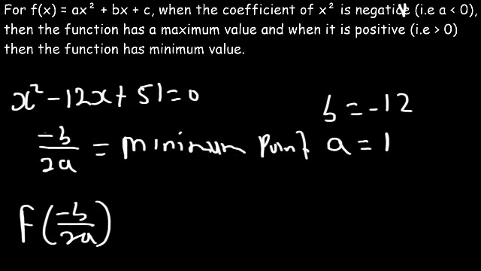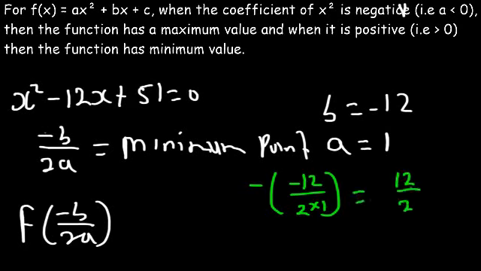So therefore, the minimum point will be minus, in brackets, minus 12, divided by 2 times 1. So this will be equal to 12 divided by 2, and 12 divided by 2 is actually 6. So graphing this function, at 6 on the x-axis, I'm going to have a minimum point. All right, what will be the corresponding minimum value? To get that, all I need to do is find f of 6. So let's do that.